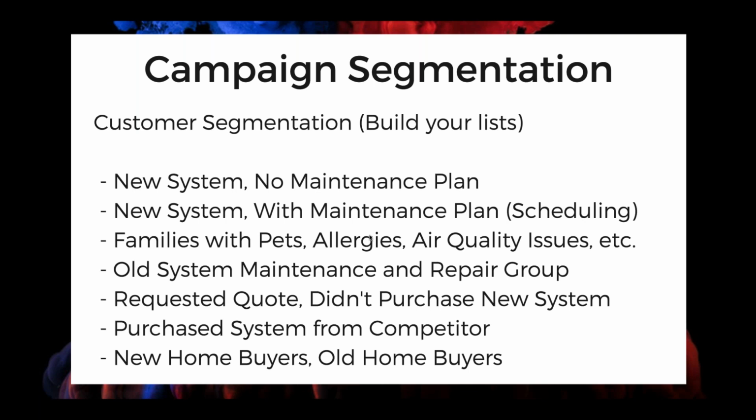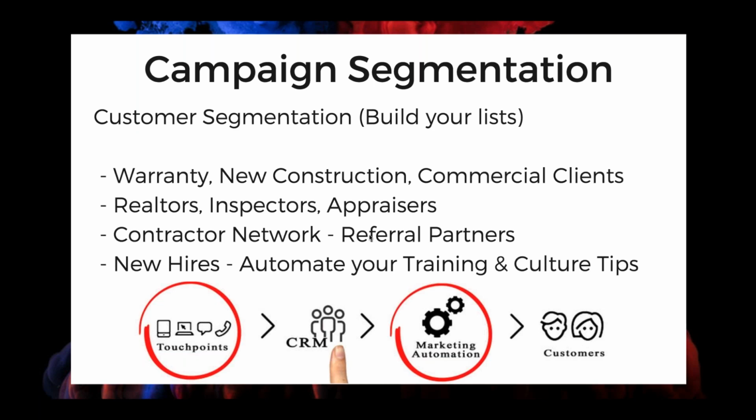Maybe you have a list of new home buyers, old home buyers. Maybe you have a list of people that you've done warranty work on, new construction, commercial clients. Maybe you have referral partners, or should have referral partners, such as realtors, inspectors, appraisers, a contractor network. Who do you get business from? Could you get more business if you had a sequence-based campaign that was focused on content that was important to them? How can you make them look good?